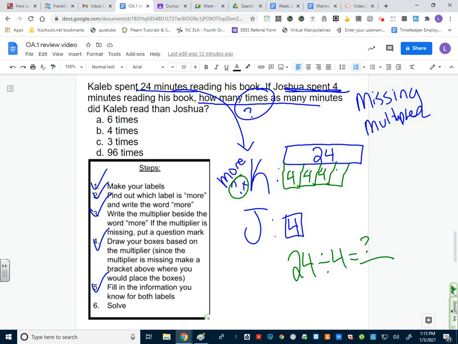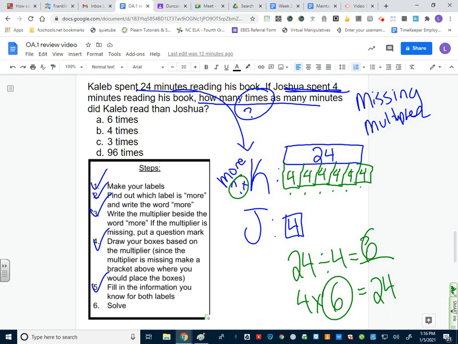No. 12. Now we're at 16, 20, and I ran out of room. That's okay, just keep going. 24. So Joshua's amount has to be repeated 1, 2, 3, 4, 5, 6 times to equal Caleb's amount. So our answer, 24 divided by 4 equals 6, because 4 times 6 equals 24.